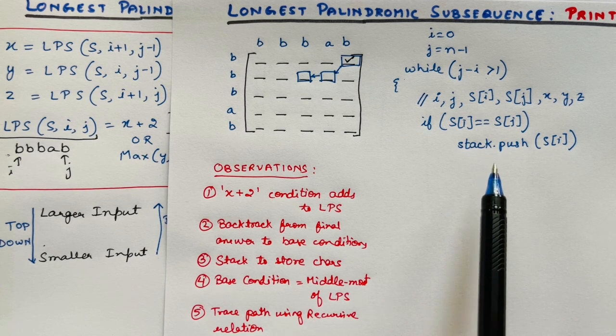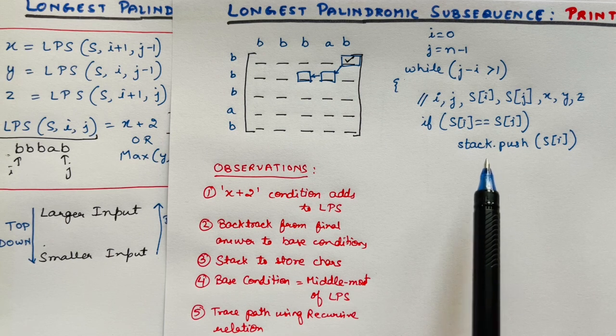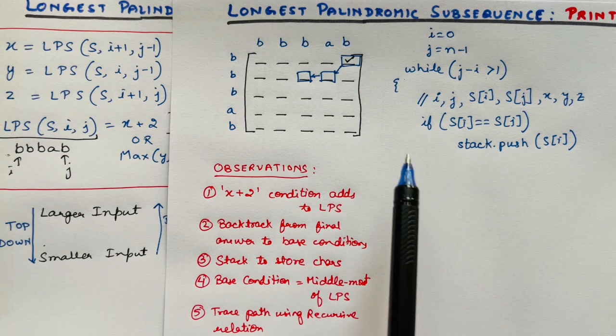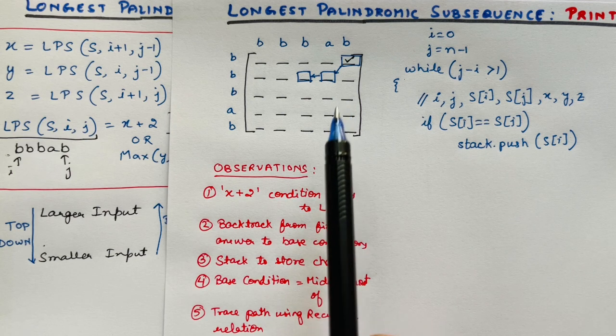Now, we are done with tracing the character. The second aim is that we want to figure out which is the next position that we should move to.